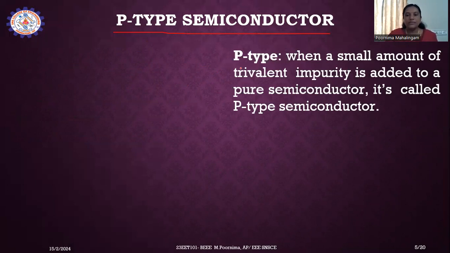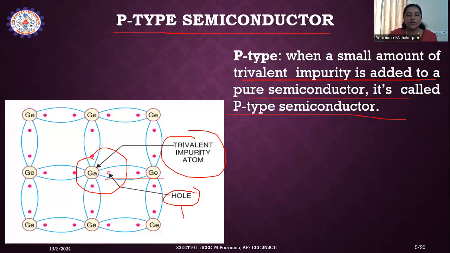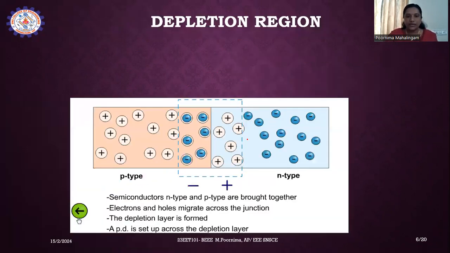P-type semiconductors: when a small amount of trivalent impurities is added to the pure form of semiconductor, it is known as a P-type semiconductor. Okay. Here we have seen the holes. These are trivalent impurities, and when we add them, we have more holes. If the number of holes increases, then it is known as a P-type semiconductor.